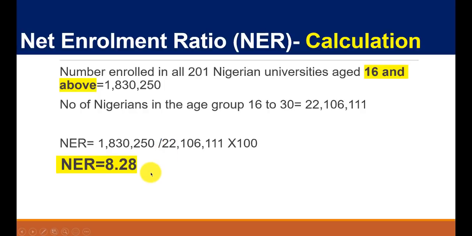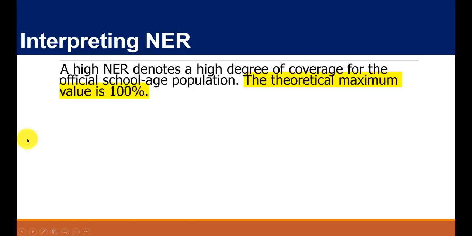You can see in almost all cases, in all cases, NER is lower than the GER because of what? Because you are shaving off all those who are under age or over age. So how do you interpret this? A high NER, of course, will show a high degree of coverage for that official age group. The theoretical maximum is 100%. You can't get more than 100%, but you can get more than 100% in GER.